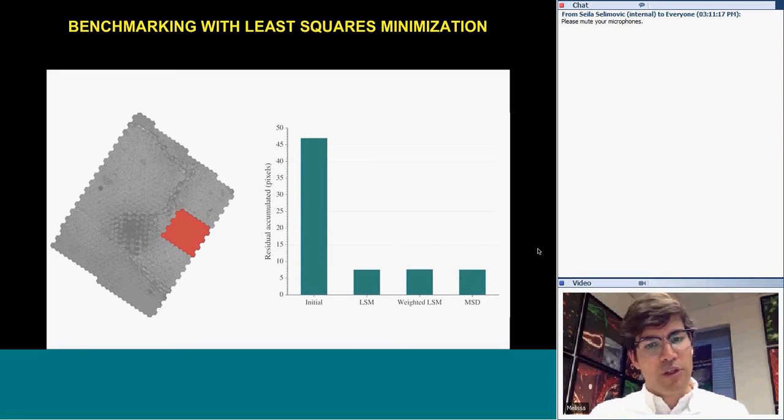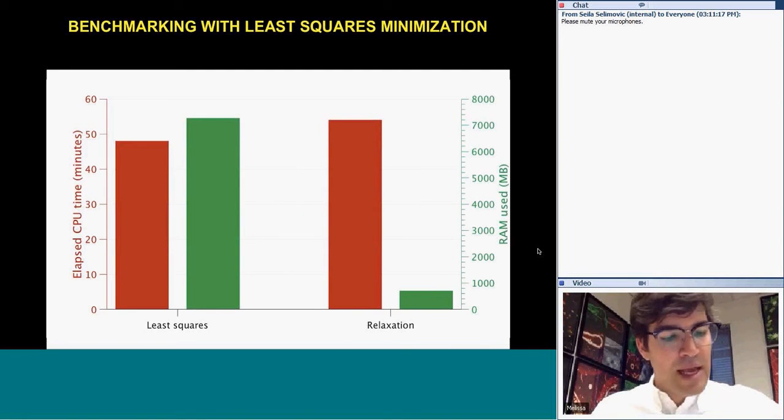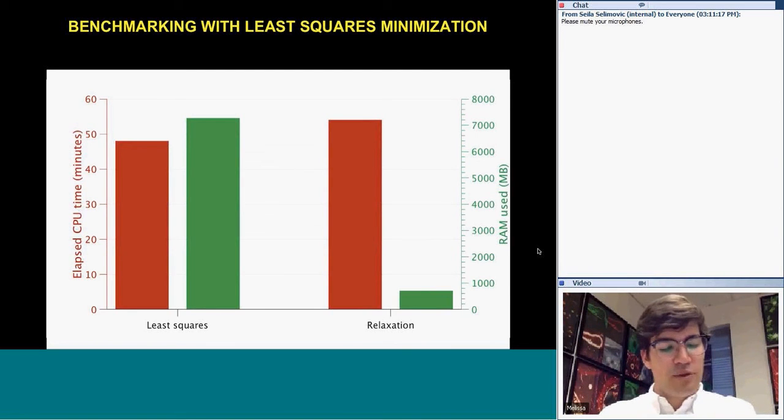We also performed all calculations in MATLAB here. And as I mentioned before, the reason we chose a relaxation approach over least squares minimization was that we wanted to reduce RAM usage while maintaining feasible computation times. Our approach took roughly 10% more time than the least squares method. However, it used 10 times less RAM, seen here in green, which is pivotal for acquisitions as large as ours.